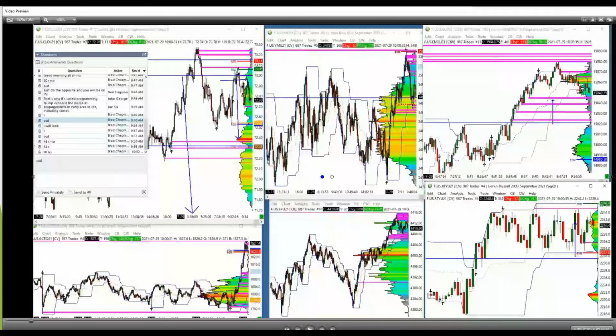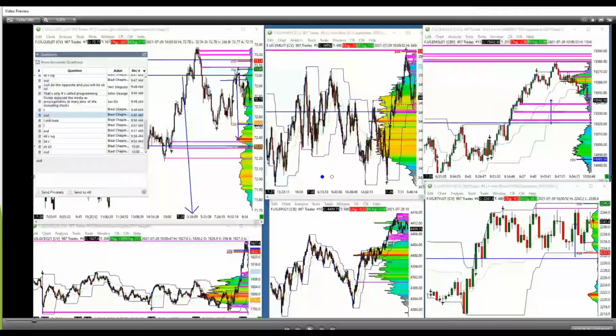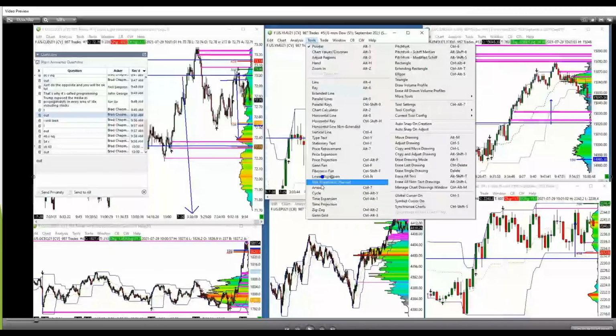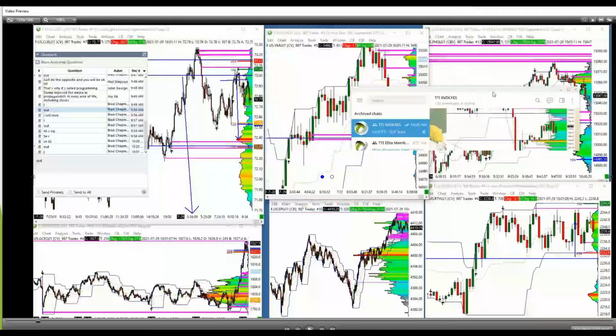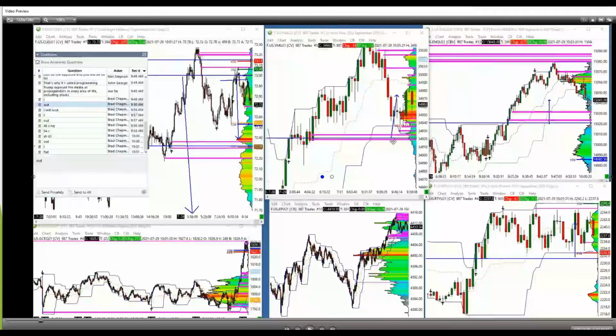So here's the thing. I anticipated the long. Look at the line here. Look at the line on the RTY and look at the line at the YM. Except for the Nasdaq, none of the other two hit the level that I was looking for. You see? Keep watching. Look, there's a line on the YM. It didn't hit, so I did not take this trade. On the RTY, the line didn't hit. I did not take this trade.